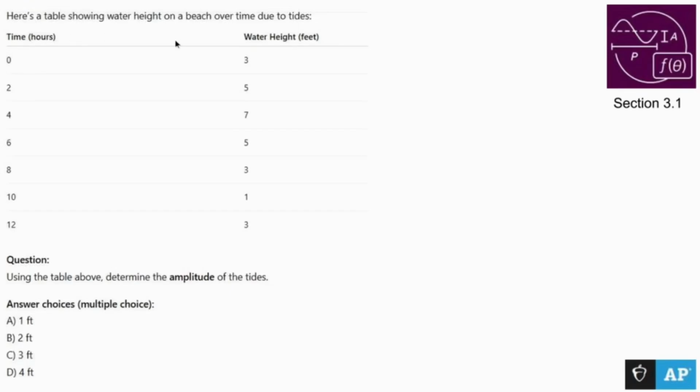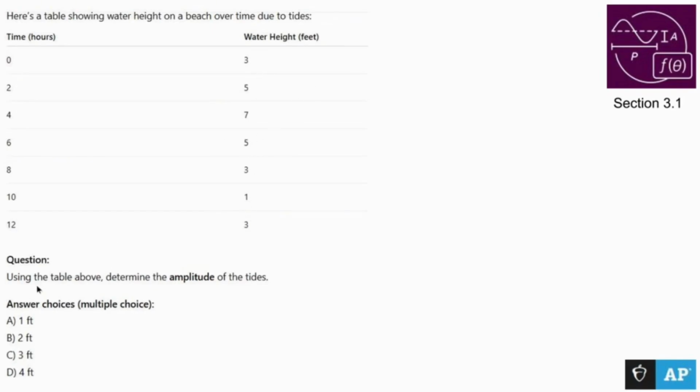Here's a table showing water height on a beach over time due to tides. We've got time 0, 2, 4, 6, 8, 10, 12 hours. The height of the water on the beach is 3 at hour 0, and then 5 feet above ground, and then you see it goes 3 to 5 to 7 to 5 to 3 to 1 to 3. So it's something periodic, and it looks like it repeats quite often.